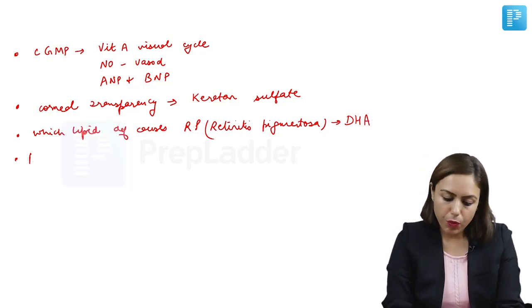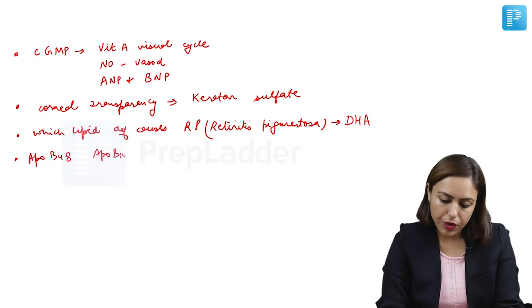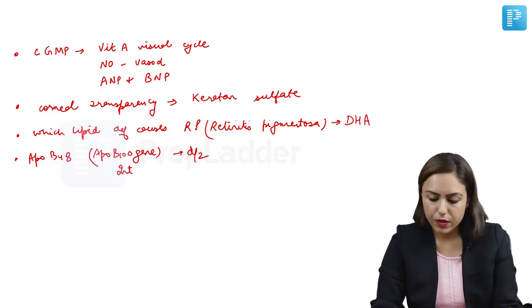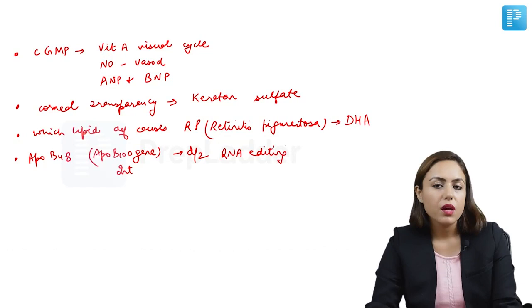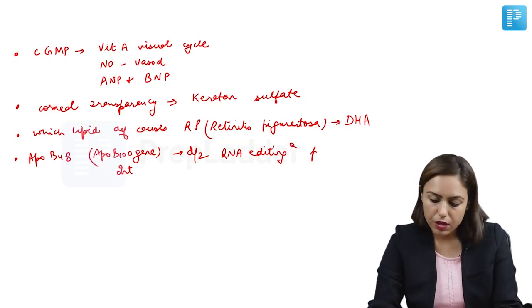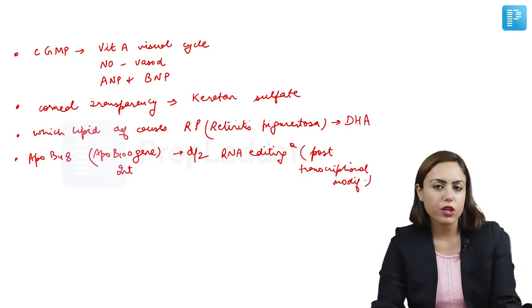Then ApoB48 protein is synthesized from ApoB100 gene in intestine. So this is formed due to a process known as RNA editing, very important, which is a post-transcriptional modification. It is a post-transcriptional modification, right?